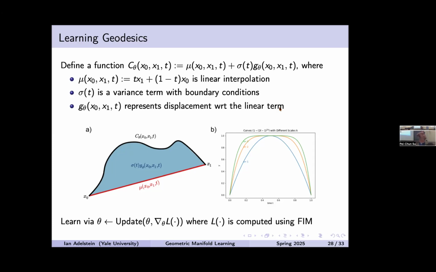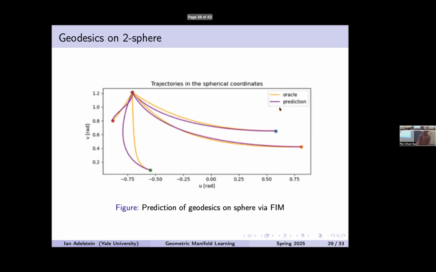In this way, this is what connects most directly back to the first half of the talk. I can think of this variational method as trying to pick out a minimum in this family of curves around this initial straight line. So we do this on toy data on the sphere, and we see we can match geodesics pretty well.